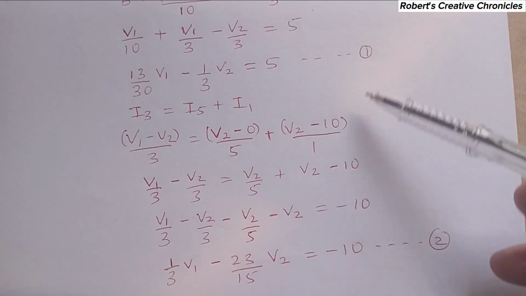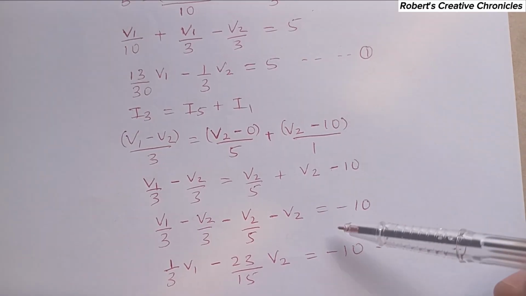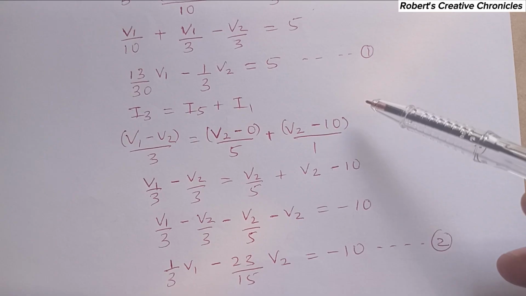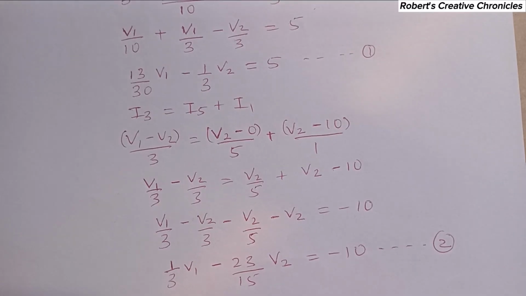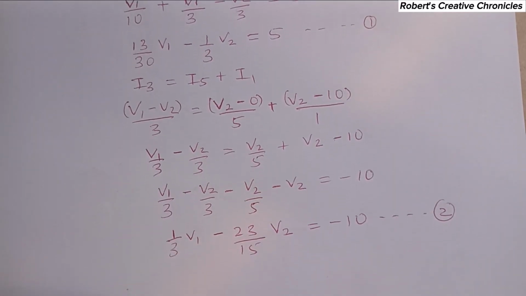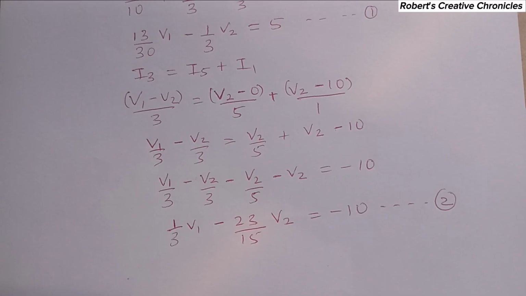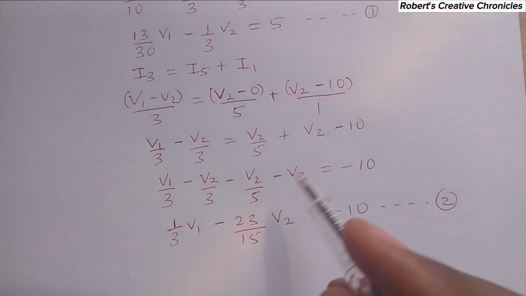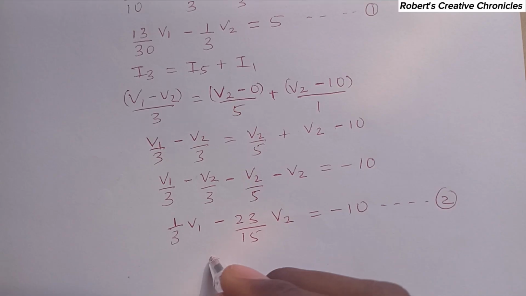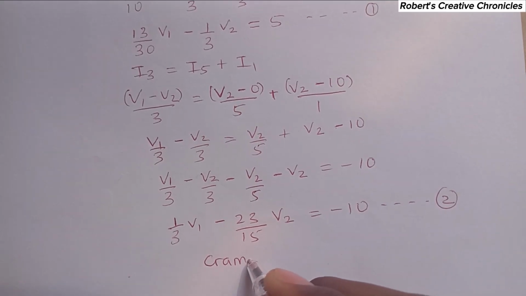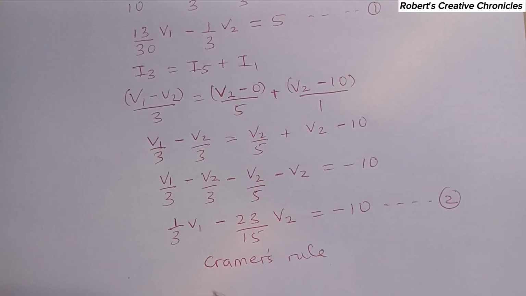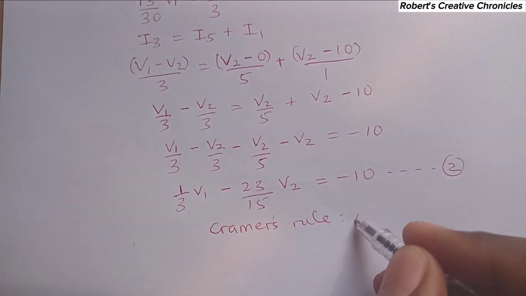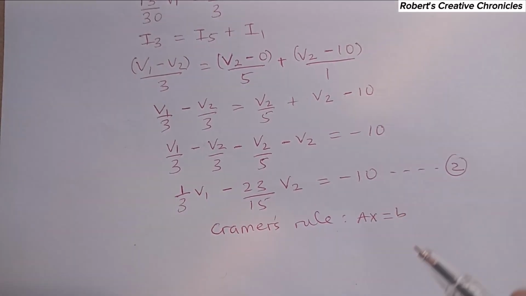So now we have two simultaneous equations. You can solve them using any method you want, either elimination, substitution, Cramer's rule, but let's use Cramer's rule. And I'm going to also show you another simple way you can cross-check your answer using your calculator. So by Cramer's rule, AX equals to B.